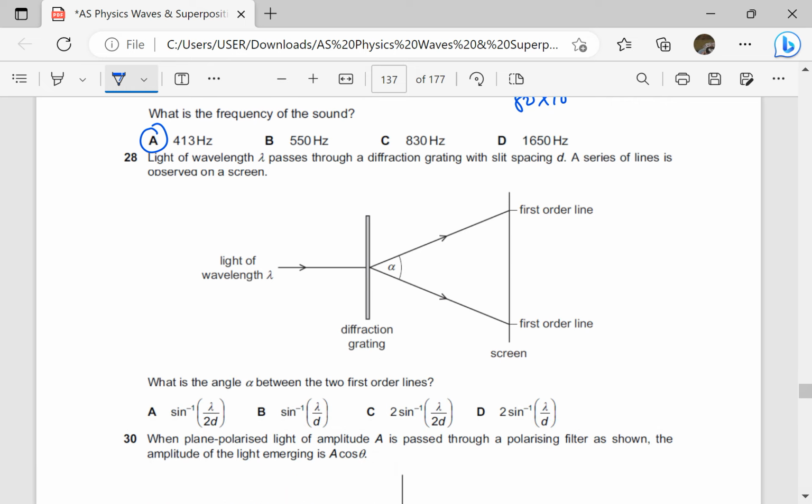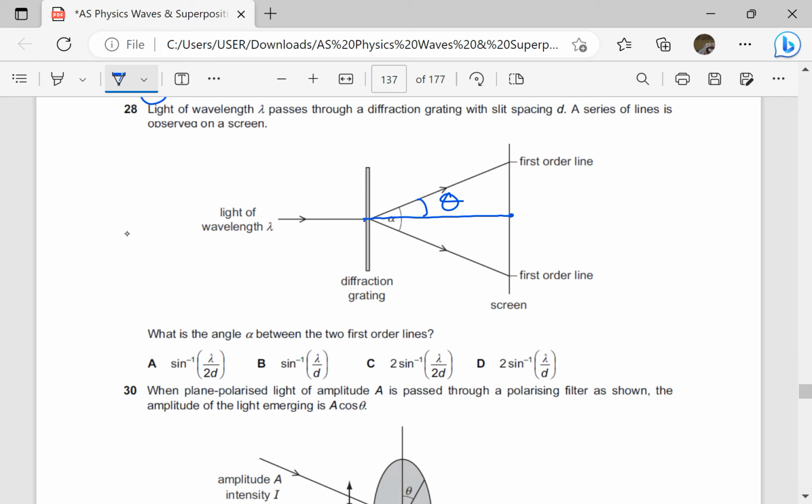Light of wavelength λ passes through a diffraction grating with the slit spacing d. A series of lines is observed on a screen. So the diagram is here. Remember, for a diffraction grating, the angle we consider in the formula is always measured from the central bright fringe. So this is the angle theta. What is the angle alpha between the two first order lines?